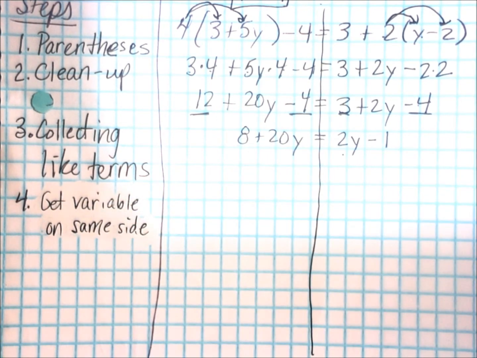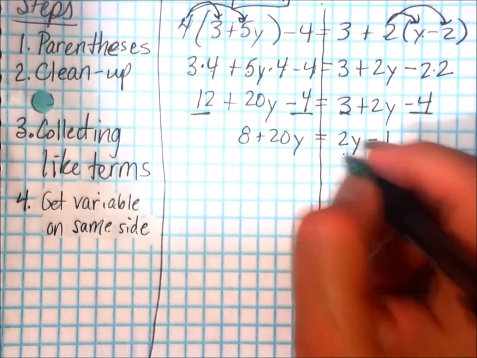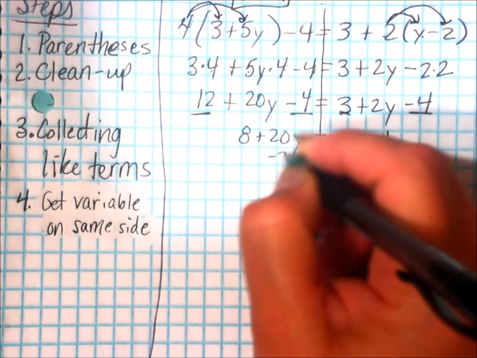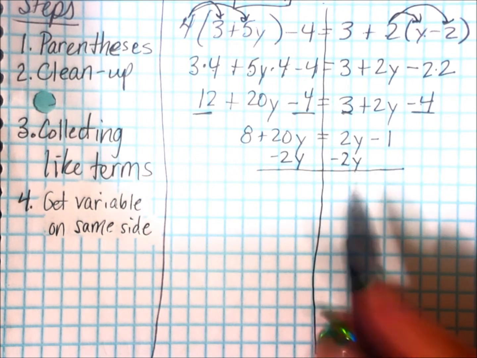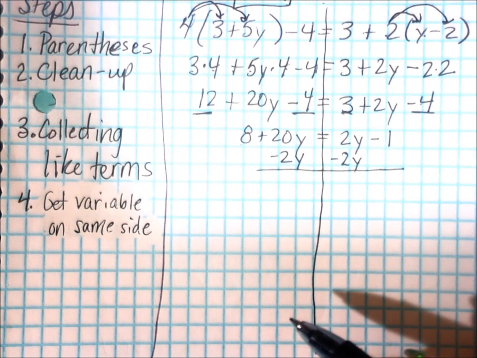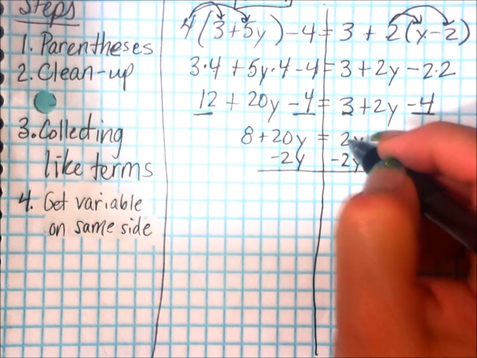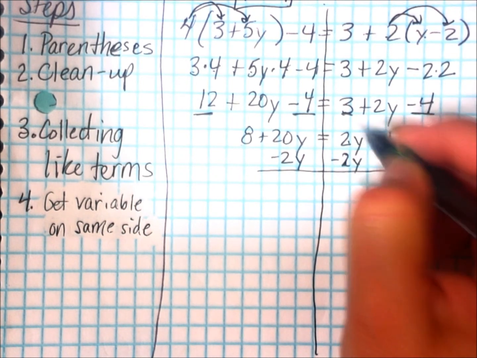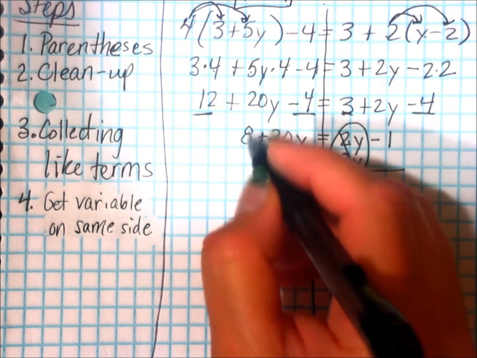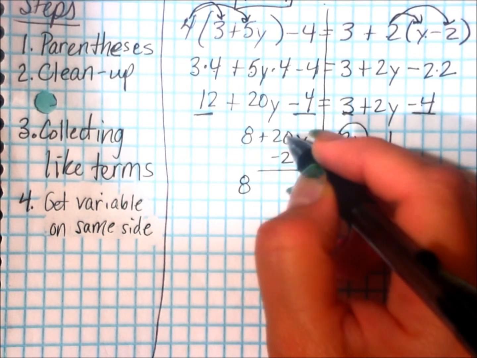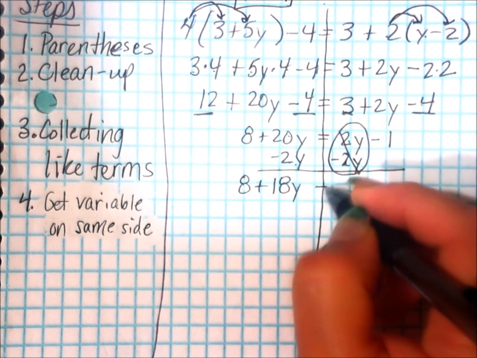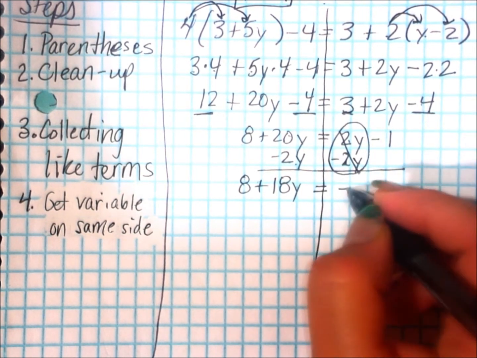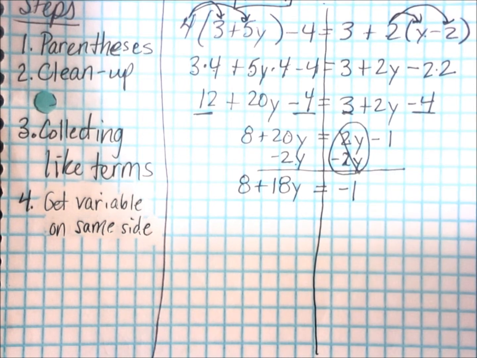A lot of times, if there's a negative, I want to add, so I'll go that way. They're both positive. I'm going to subtract the 2y from both sides. I do that again just for the simplicity. Makes it easier to do 20 minus 2 instead of 2 minus 20. So 2y minus 2y is going to give me a 0. Here, bring down my 8. 20 minus 2 is a positive 18. Bring down my equals. 0 minus 1 is negative 1. So I just bring that negative 1 down.